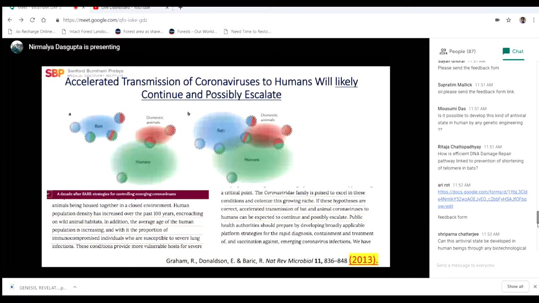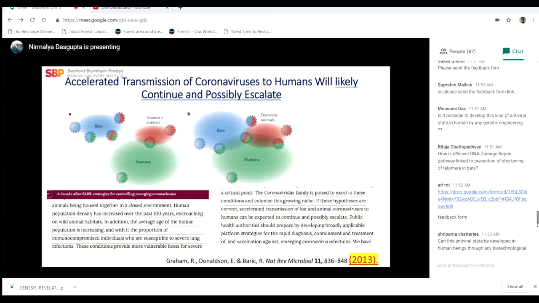Okay. Another question. I am reading it. Is it possible to develop this kind of antiviral state in humans also by any kind of genetic engineering intervention?